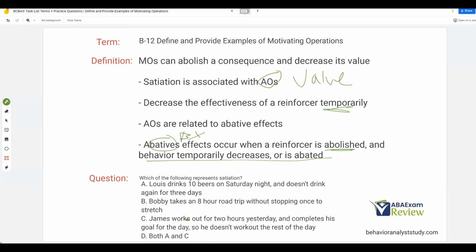C, James works out for 2 hours yesterday and completes his goal for the day, so he doesn't work out the rest of the day. James is satiated on working out. Which of the following represents satiation? Well, both A and C.